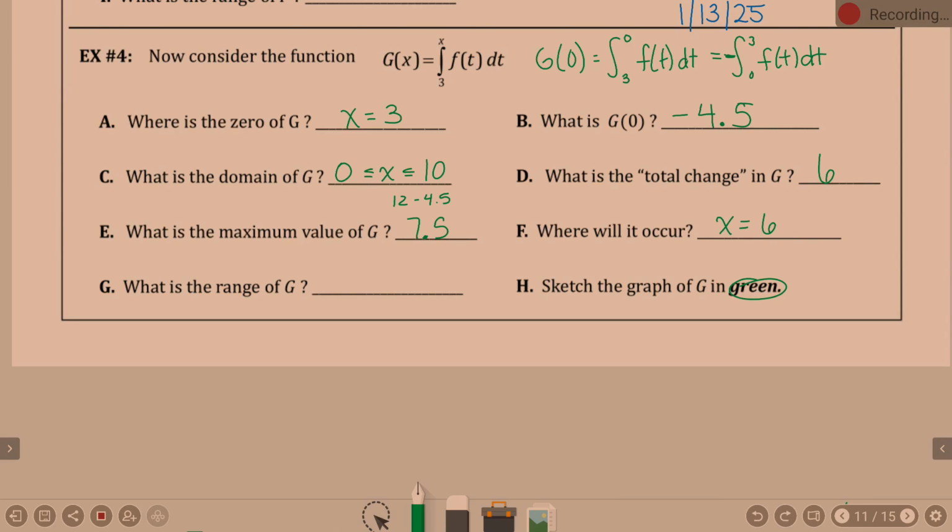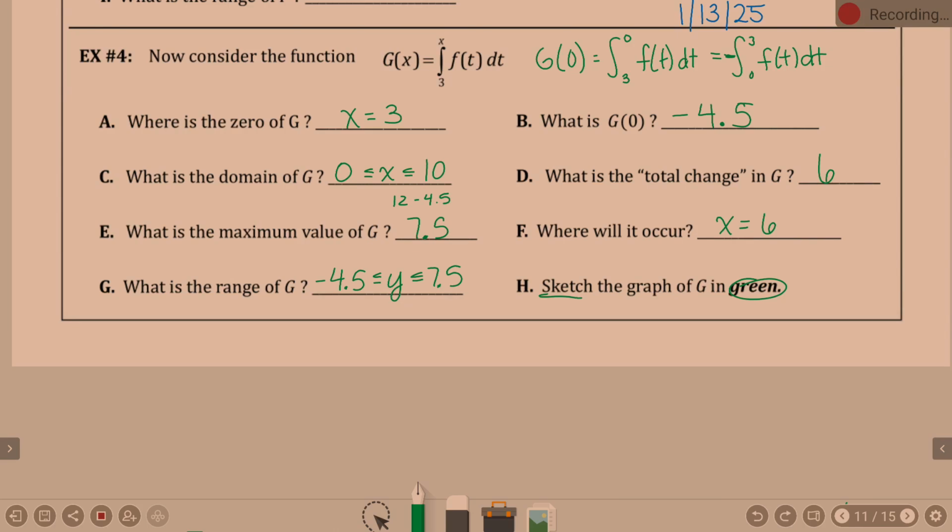Now, range. What was my range on the last one? Negative 12 to negative 4.5 to 7.5? Yep. So now we're going negative 4.5 less than or equal to y less than or equal to 7.5. And then they ask us to sketch the graph of G in green.